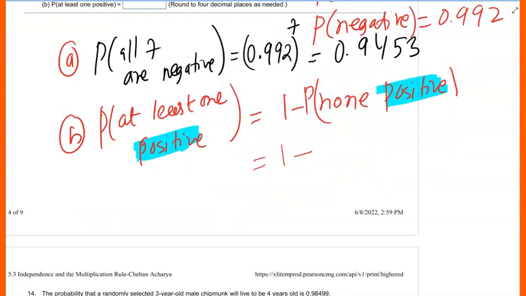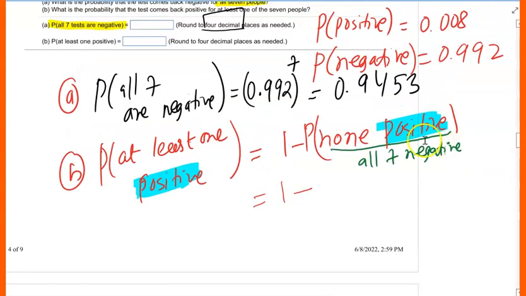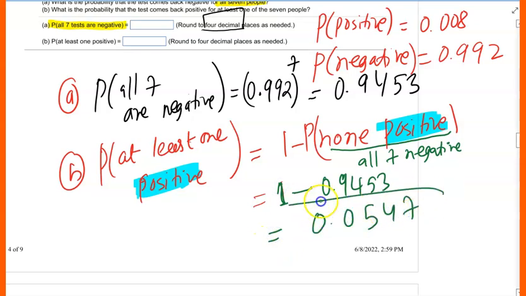Okay? And non-positive is the same as all 7 negative. Remember that non-positive means all 7 negative. Therefore, what you're going to do is all 7 negative. What's the probability of all 7 negative? We found in the previous part it is 0.9453. You mean 1 minus 0.9453. You subtract from 1, you get the answer 0.0547. That's the answer for part B.